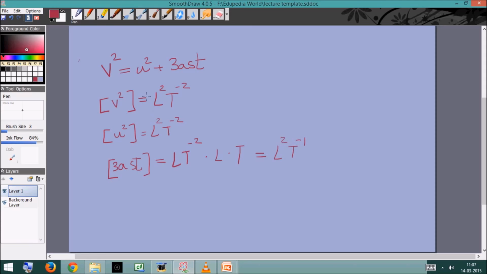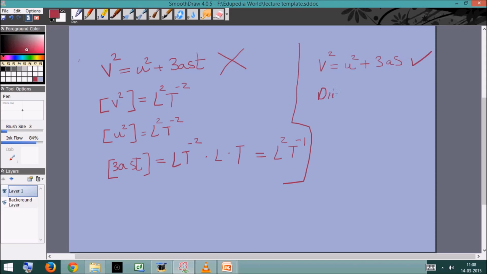So we see that the first term and the second term have the same dimensional formula, but the third term has a different dimensional formula. So we can see automatically that this equation is incorrect. There is no possible way this equation can ever be correct, because you cannot add a dimensional formula of L2T minus 1 to a dimensional formula of L2T minus 2. That violates the principle of homogeneity of dimensions. Okay, but we can see that if there were no T here, then this would be L2T minus 2. So V square is equal to U square plus 3AS is correct.